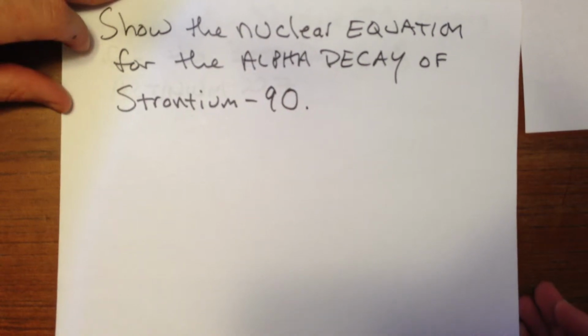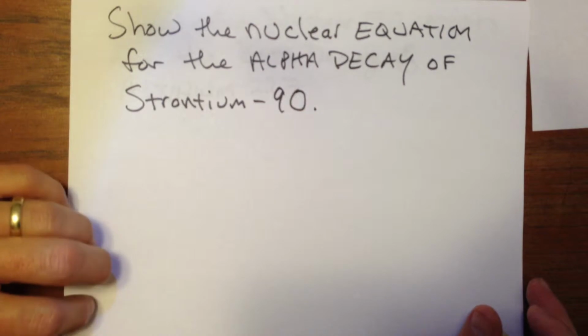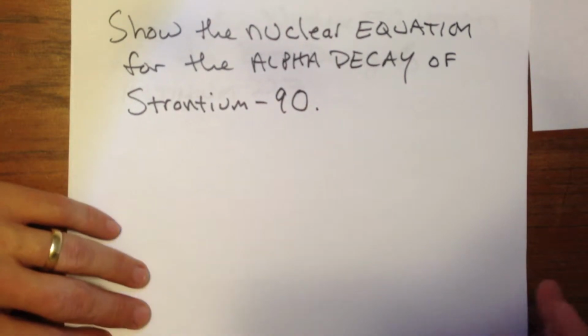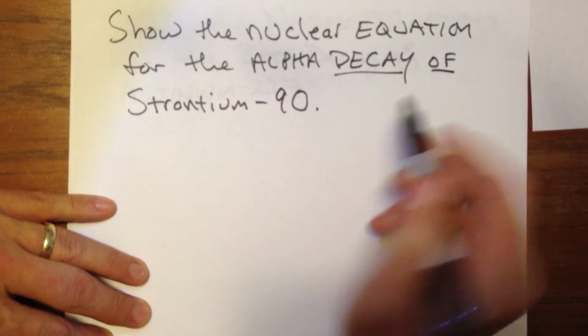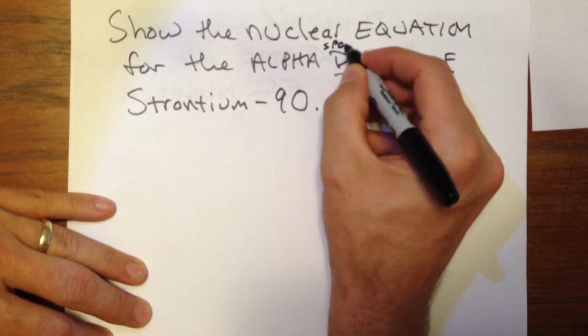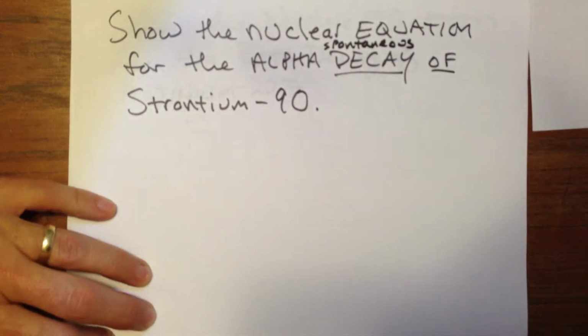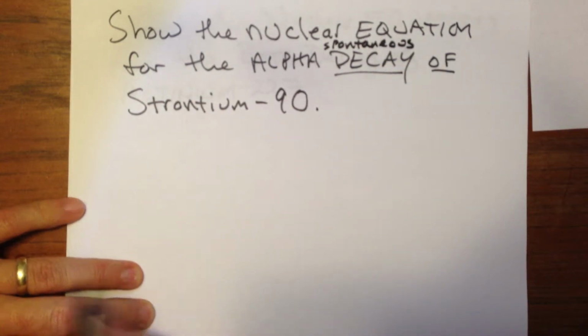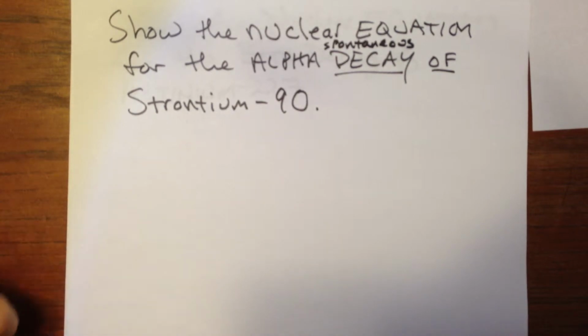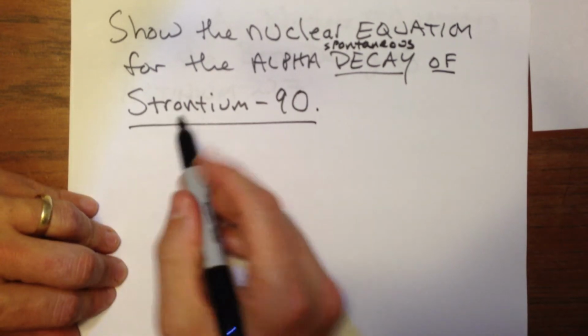So our first example is we're going to show the nuclear equation for the alpha decay of strontium-90. Again, there's the key: decay of. Sometimes it will say spontaneous decay of. Those are things that are just happening. You just have a nuclide sitting around hanging out, and all of a sudden it's decaying. It doesn't have to get bombarded. You're not putting anything on it. It's just happening.